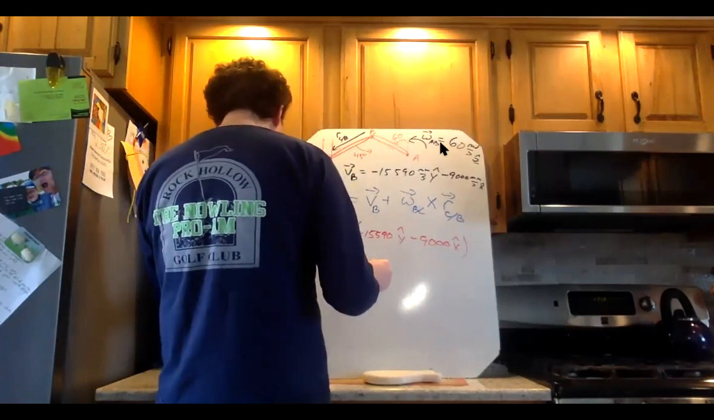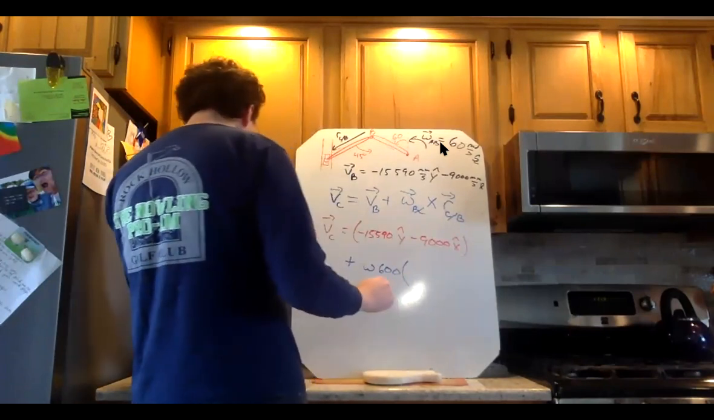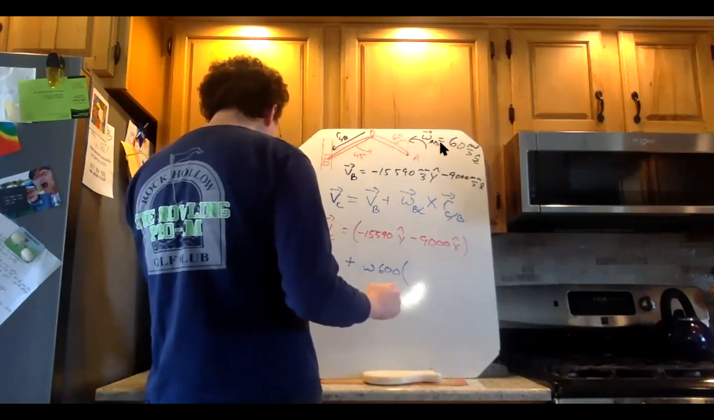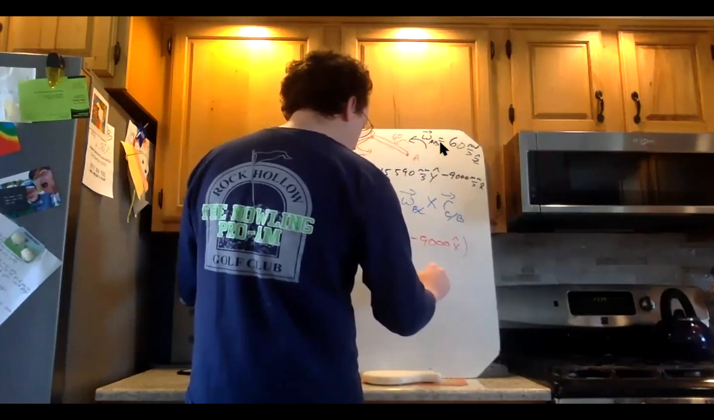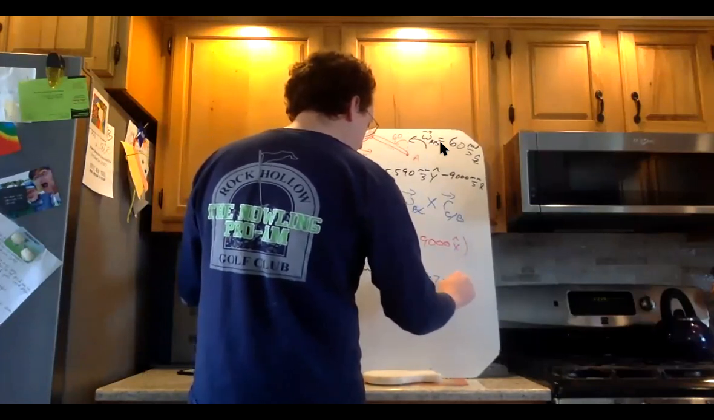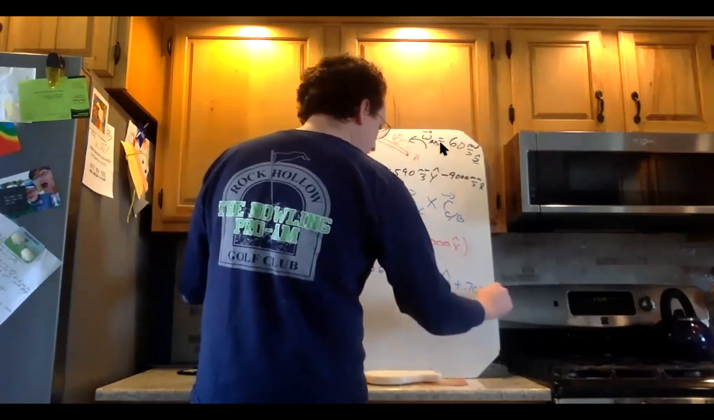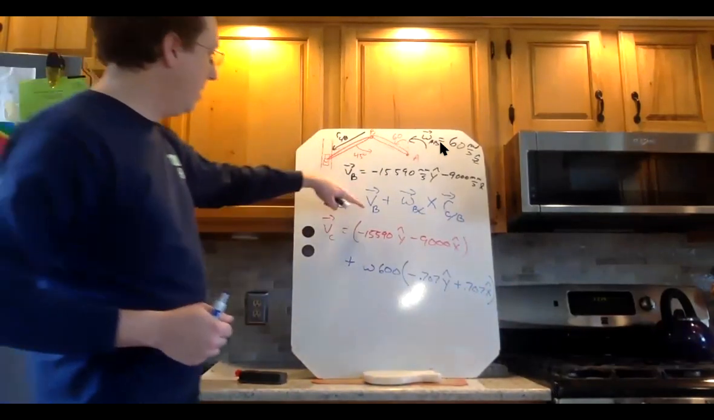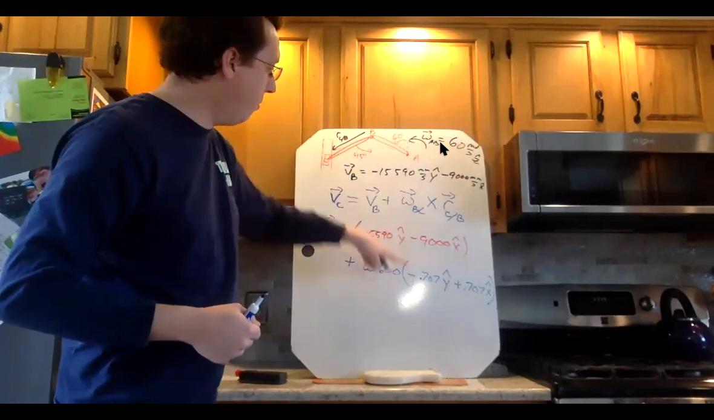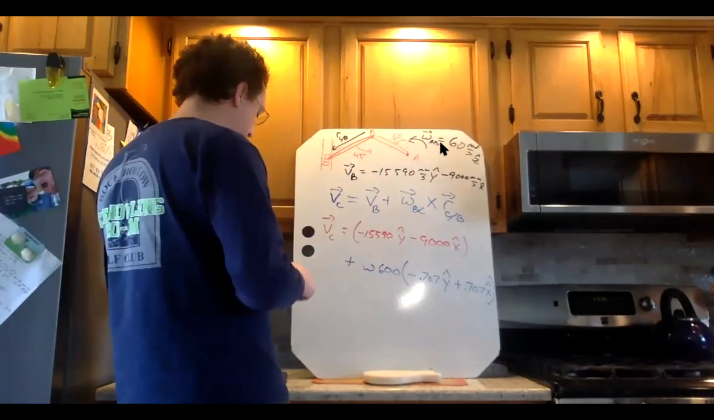omega times 600 times, and zx gives y, so I get minus 0.707 y hat plus 0.707 x hat. So I've just plugged in what we had before, and I've typed in sine of 45.